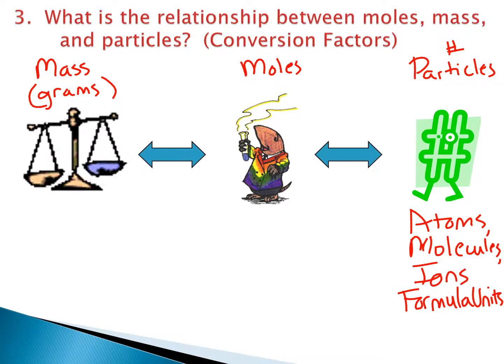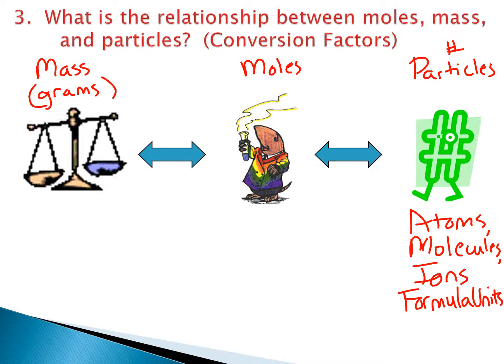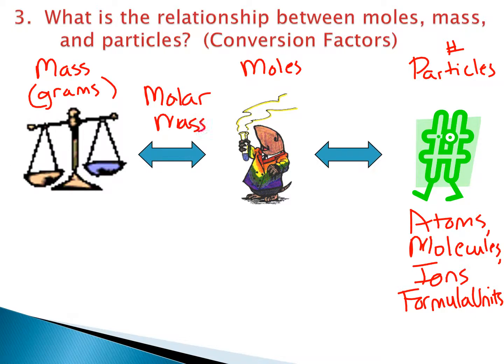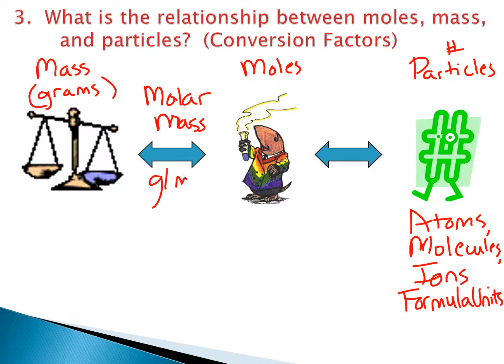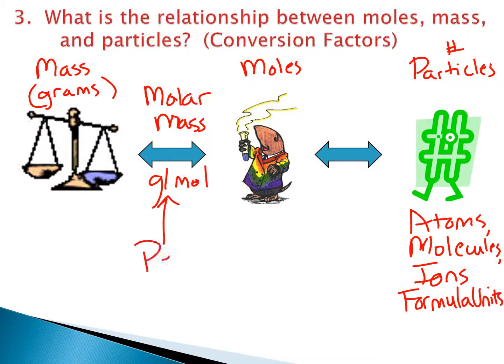If we want to convert between mass and moles, we need something that relates the grams to the mole. Fortunately, we do. We have molar mass, and the units of molar mass are grams per mole. You'll recall from just a minute ago that this comes from the periodic table.